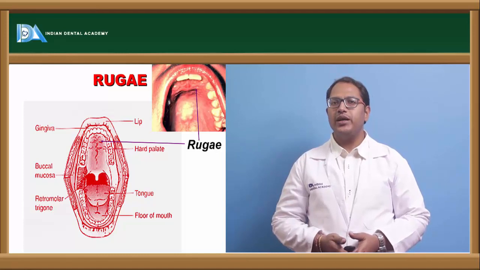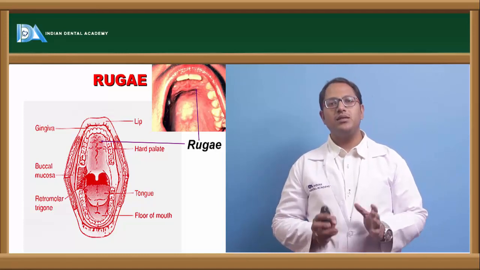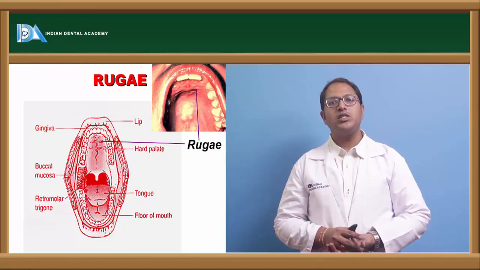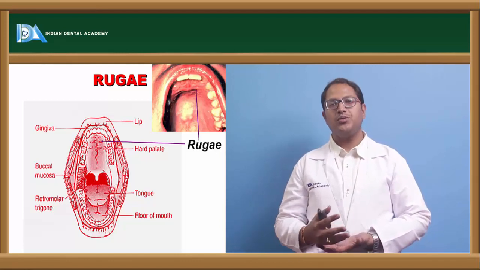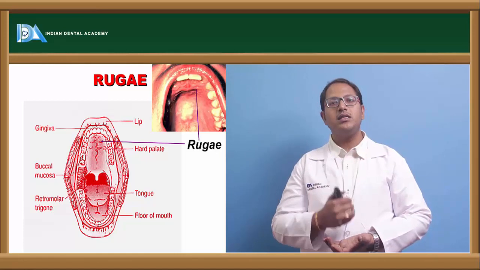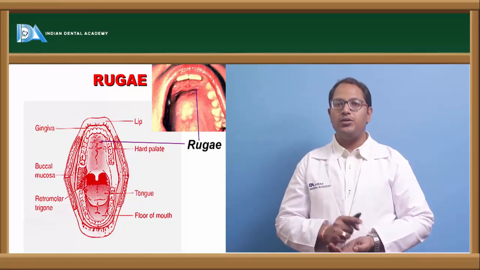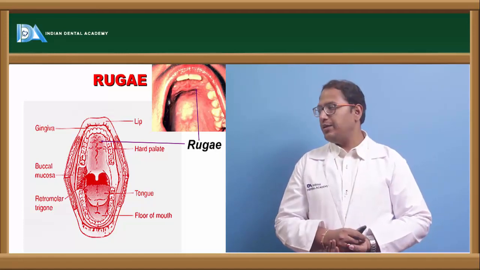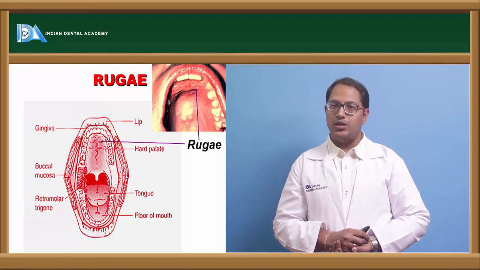What exactly is a rugae? Rugae is nothing but a mucosal fold of the palatal mucosa. Now how is it placed? We all know that in the anterior region of the palate we have those snaky, S-shaped structures, which are called the rugae.